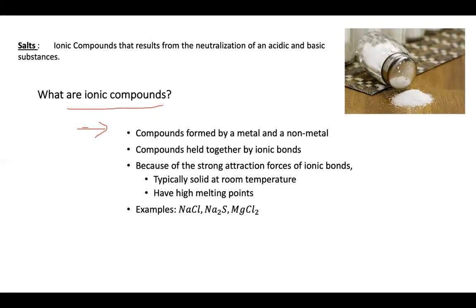Ionic compounds are held together by ionic bonds. Because of the strong attraction forces of the ionic bonds, they are typically solid at room temperature, and they have high melting points. Examples of salts are sodium chloride, which is the regular salt that we have in our kitchen, sodium sulfide, magnesium chloride, etc. Those are ionic compounds, and now we are going to see how we name them.